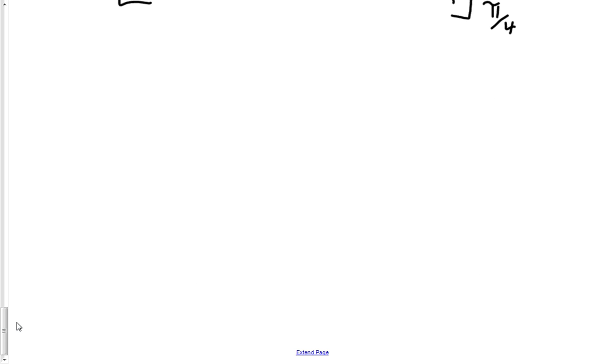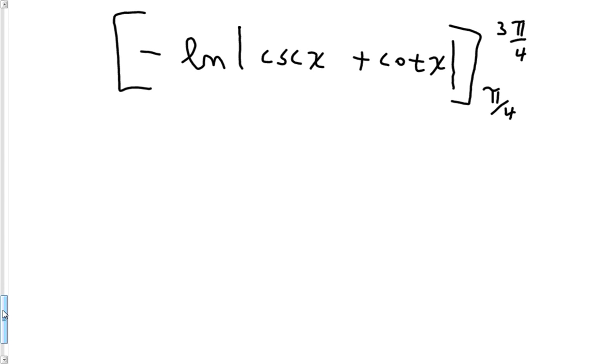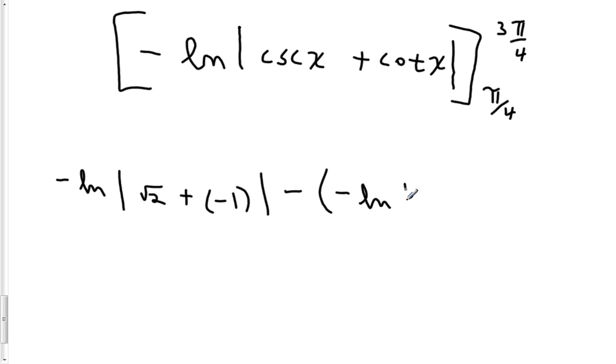Okay, so this would give us negative natural log of the absolute value of the cosecant of 3 pi over 4, and the cosecant of 3 pi over 4 is the square root of 2, plus the cotangent of 3 pi over 4, which is negative 1, and then that would be minus negative natural log of the absolute value of the cosecant of pi over 4, which is also square root of 2, plus the cotangent of pi over 4, which is 1.